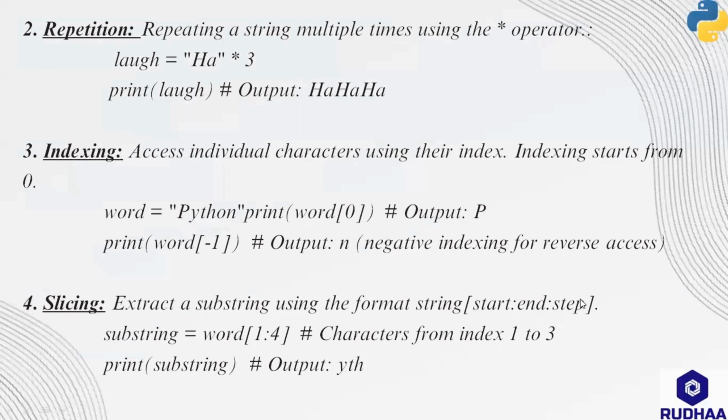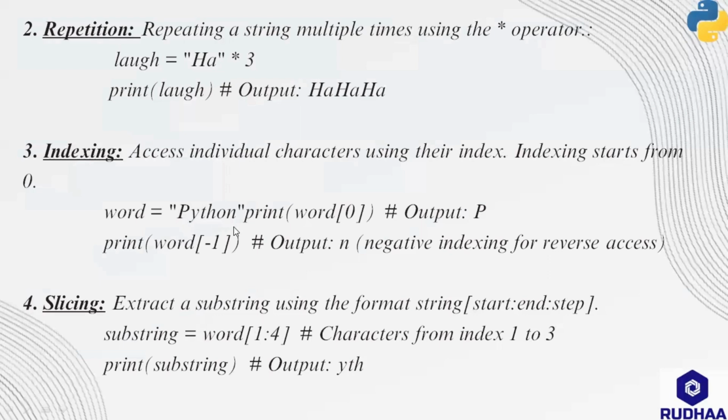So as I told earlier, step is the count that starts from the beginning. So here substring equal to word of 1 to 4. So starting index is 1, ending index is 3. So n minus 1, so it is 3. So from the word, we have to slice 1 to 4.